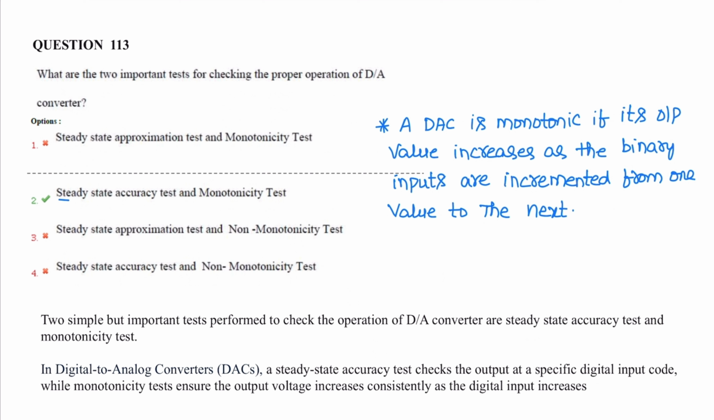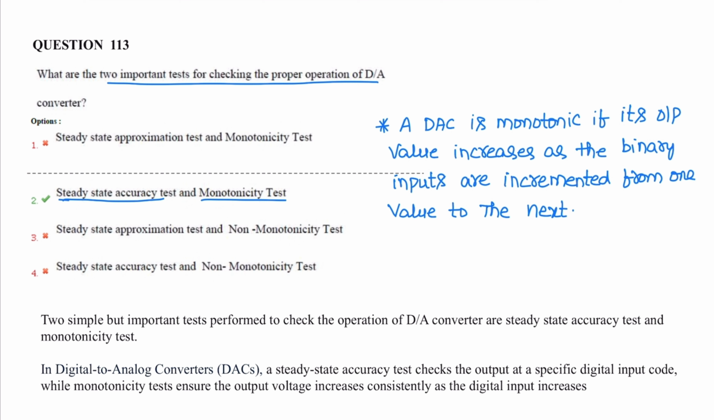Next question. Question number 113. What are the two important tests for checking the operation of a digital to analog converter? So that is the steady state accuracy test and the monotonicity test. Monotonic means that the output value of the digital to analog converter increases when binary inputs are incremented from one value to the next value. That is, if input increases, output also has to increase proportionately. That is monotonicity. Next is the steady state accuracy test.